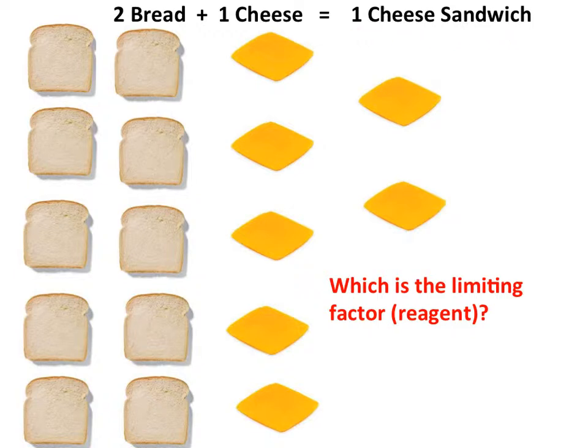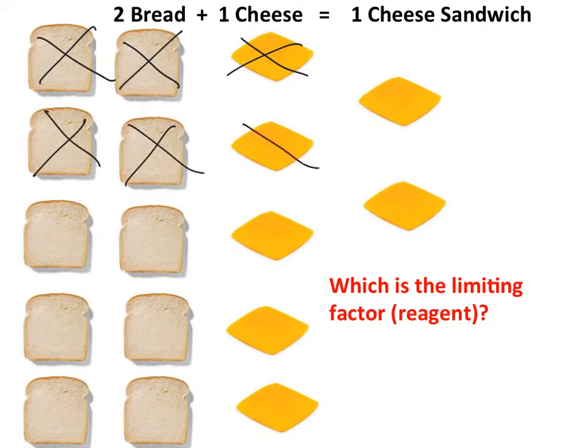And so if we were trying to figure out how many cheese sandwiches we could make and what the limiting factor here was, we would basically just count it up, right? So 1 piece of bread, 2 pieces of bread, 1 piece of cheese. That's 1 sandwich. We could then do that again.